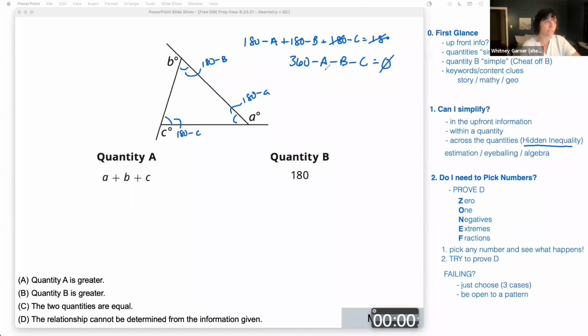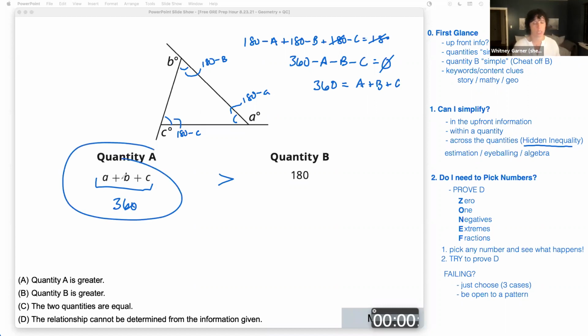And so if I add the A, B, and C all to the other side, I'm going to get that their sum is equal to 360. And so this A plus B plus C is 360. That actually makes quantity A bigger.